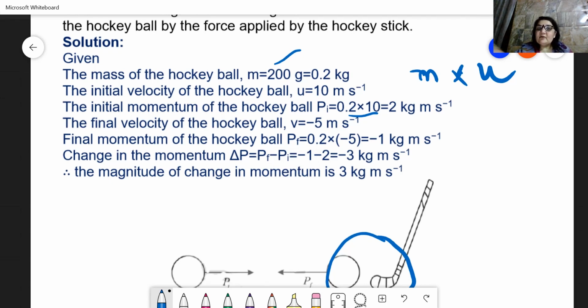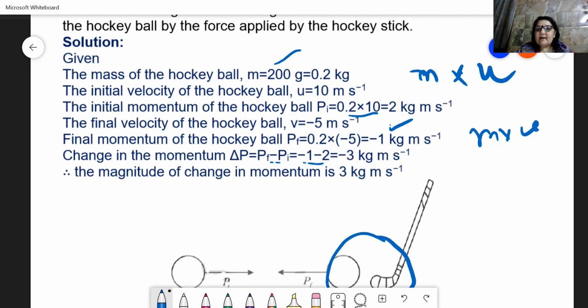But now when the collision happens, then the final velocity of the hockey ball will be minus 5 meter per second. So your final momentum will be mv, as you can see here. 0.2 into minus 5 is equal to minus 1 kilogram meter per second. So what is the change of momentum? You can just write it minus 1 minus 2, because 2 now is subtracted from it.